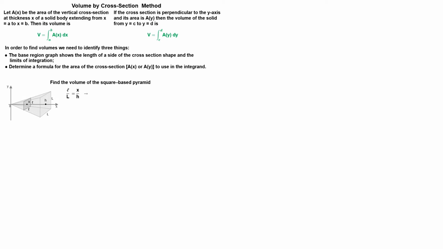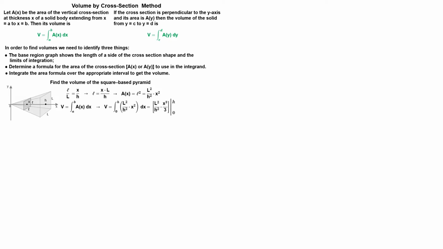Thus, the cross-sectional area as a function of x is given as follows. Integrate the area formula over the appropriate interval to get the volume. Then we find the volume of the pyramid by integrating from 0 to h. The volume of a pyramid is 1/3 the area of the base times the height.